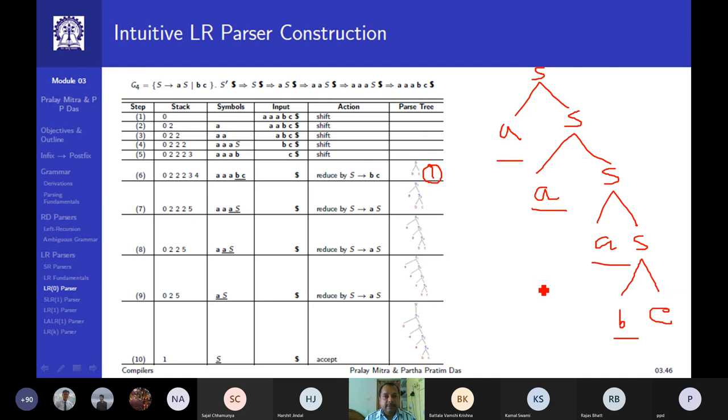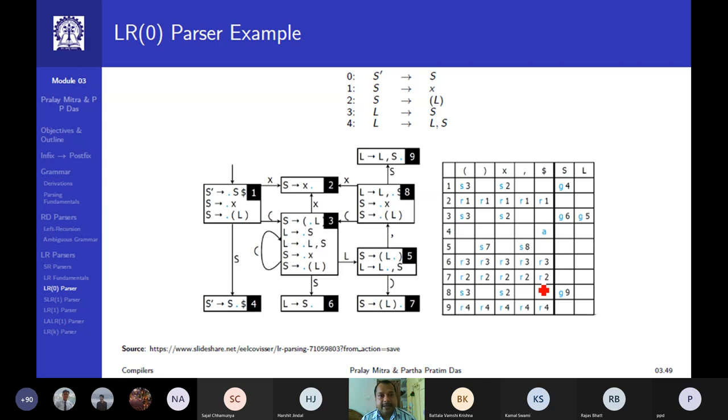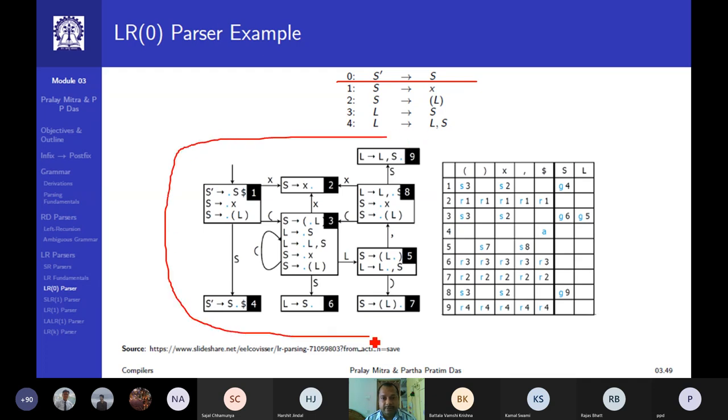Okay, any question from here? Okay, now here is another example. The grammar rule has changed. Augmentation is already done. S prime derives S, S derives X, S derives within parenthesis L, and L derives S, and L derives L comma S. Corresponding to that the state diagram is drawn here, and this is my parsing table.